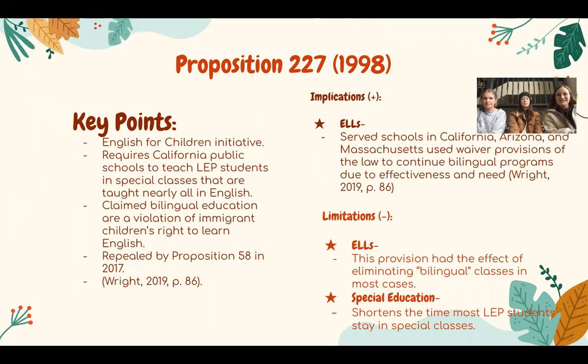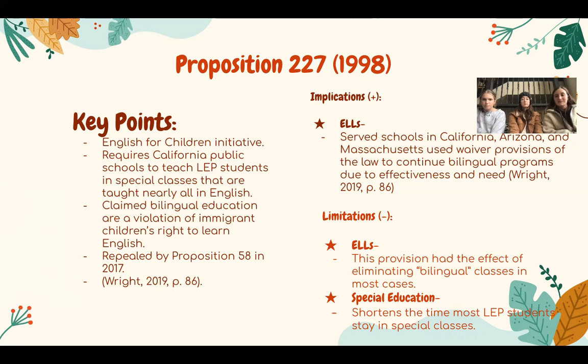Okay. Proposition 227 from 1998 was an initiative called English for Children, and it required California public schools to teach LEP students in special classes that are taught nearly all in English. And it claimed that bilingual education was a violation of immigrant children's right to learn English. And then this proposition was repealed by Proposition 58 in 2017.